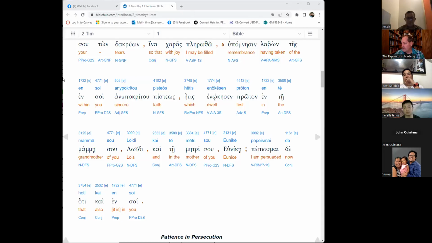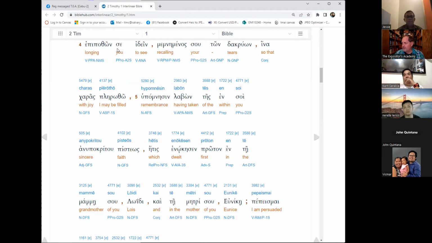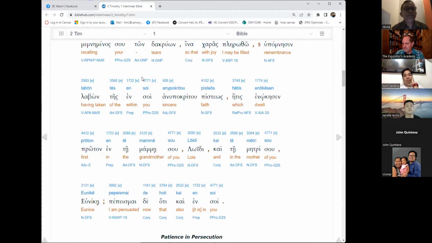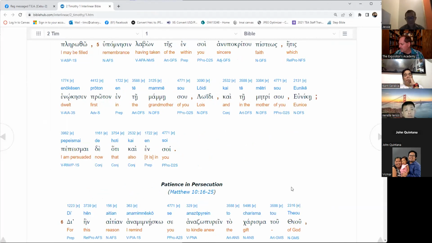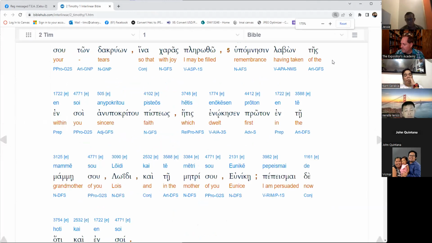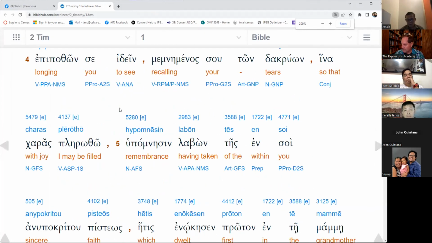Can you guys see the interlinear here? You guys see it? Make it a little bigger. Yes, Pastor. Let me okay. All right. Just a little bigger.